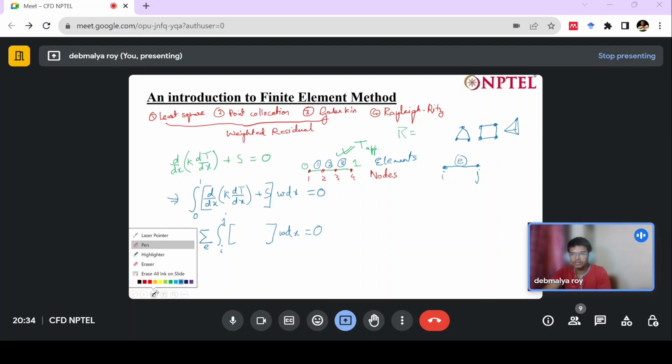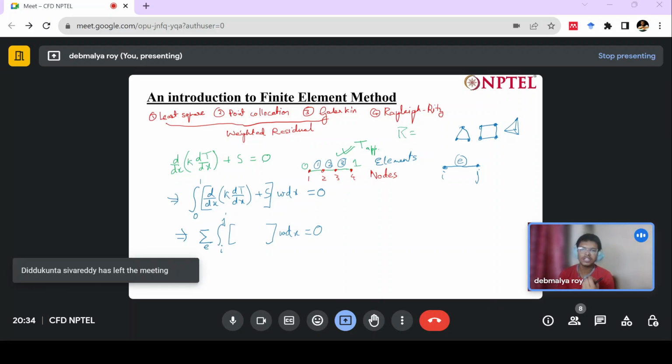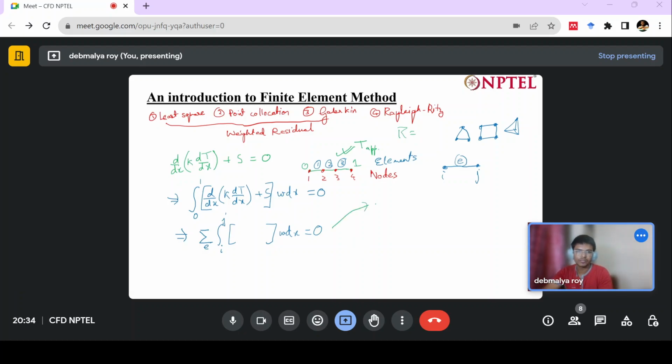We can also argue that we do not really need to put the summation itself. This summation is also for the whole domain, so this is also a weak formulation. In the strong formulation, this particular equation should be valid for each and every point. So we can also write this for every element. This should be true.